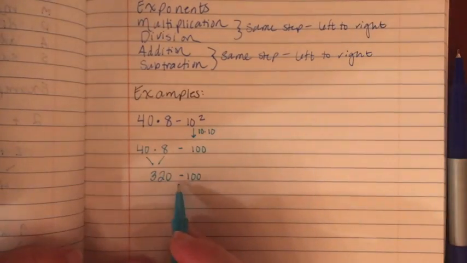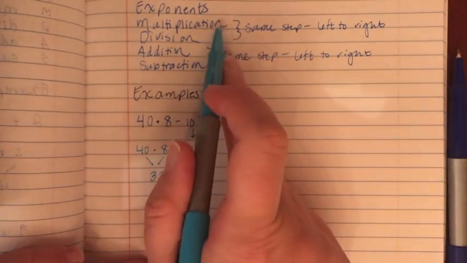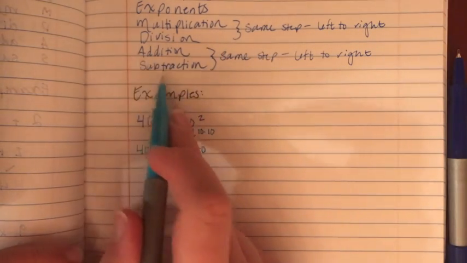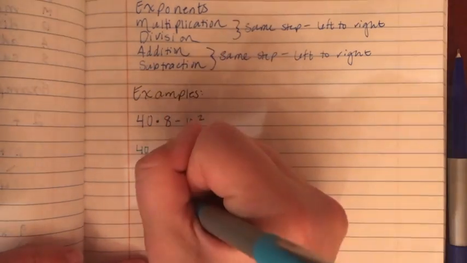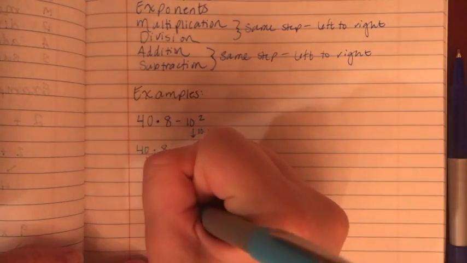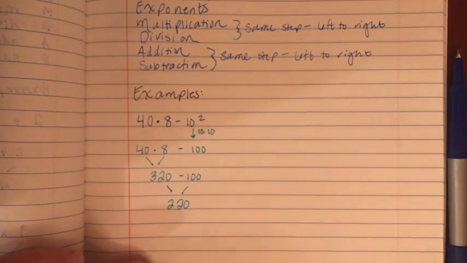And then it's easy now because I only have one more operation left, but if I wanted to, I'd go back through and say, okay, now I'm in this step and I have subtraction. So I subtract and I get 220 as my final answer.